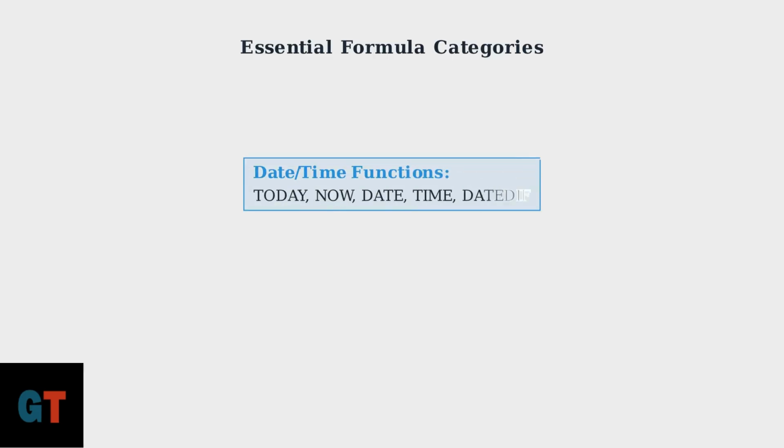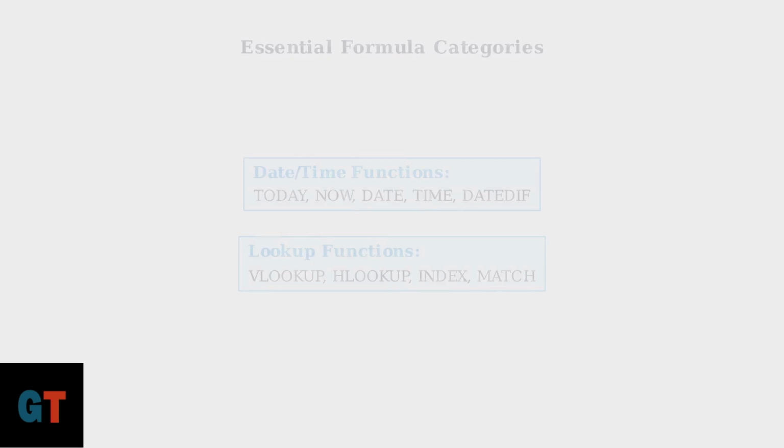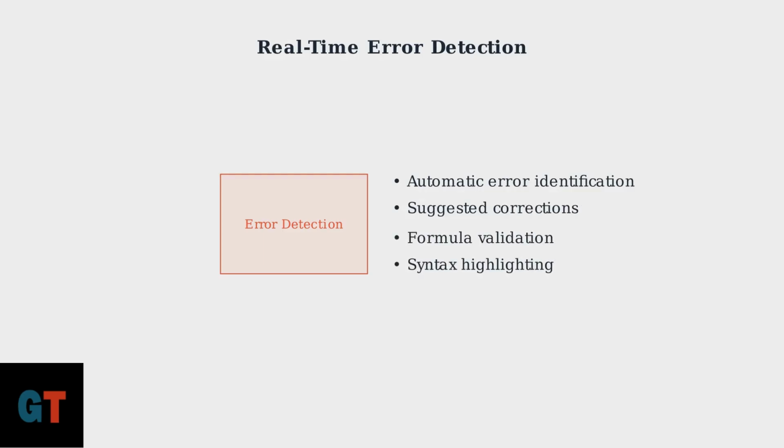Date and time functions handle temporal data with today and now for current values, date and time for specific moments, and date diff for calculating differences between dates. Lookup functions enable data retrieval with VLOOKUP and HLOOKUP for table searches, while index and match provide flexible data location capabilities for complex spreadsheet operations. Excel on iPad provides comprehensive error detection and correction suggestions, helping you identify and resolve formula issues in real time for accurate calculations.